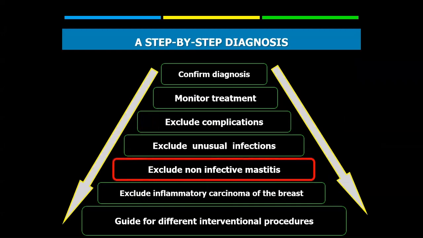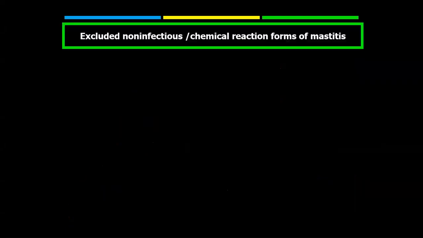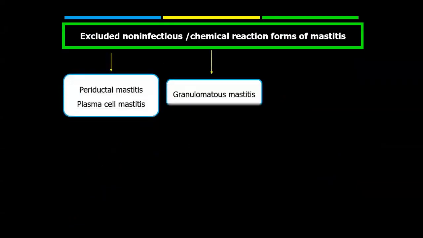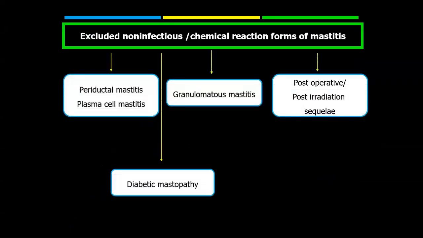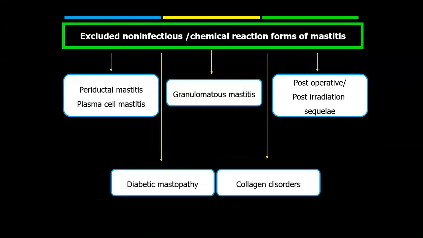If you do not find unusual infections, we might think that this is an inflammatory process which is not resulting from an infective organism from the start. And we have a long list of lesions which are included in this group. I will only discuss the granulomatous mastitis and the periductal mastitis.